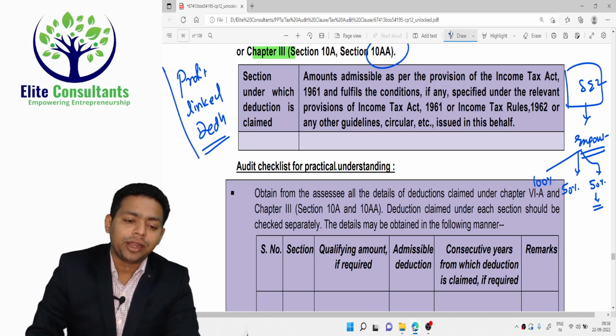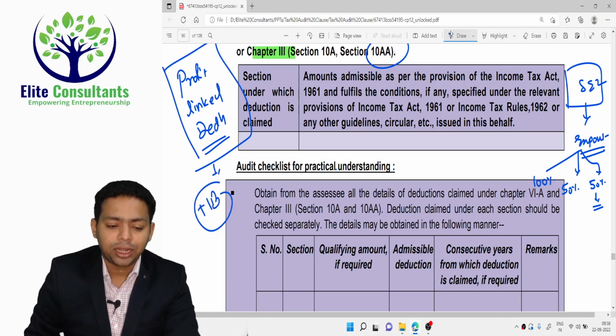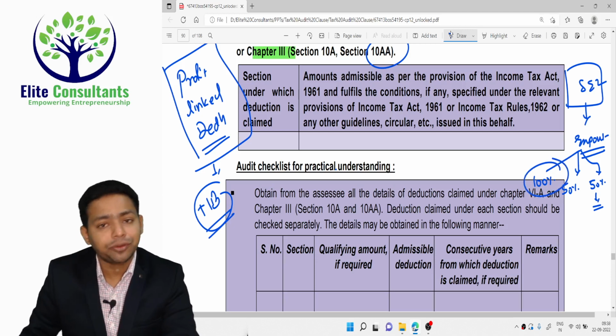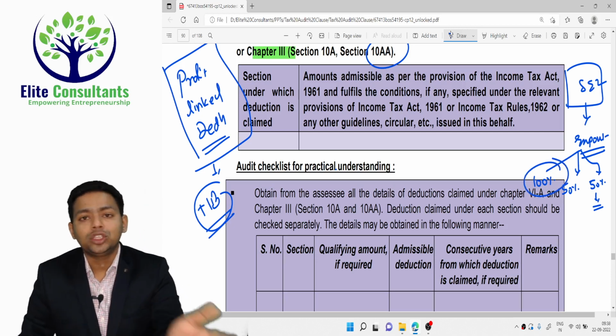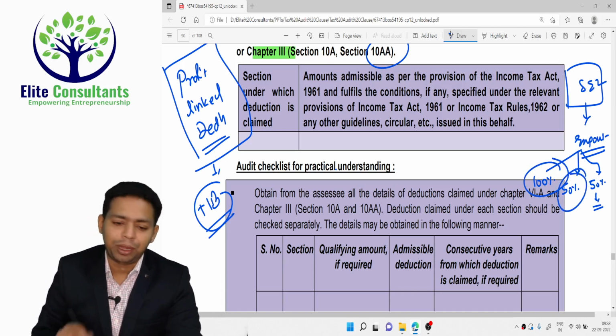All these profit linked deductions are time bound. They are time bound. So you need to check that also, whether they are following the right period. Like here, for first 5 years 100% deduction. So 6th year you cannot take the 100% deduction. 6th year you have to take 50% deduction.